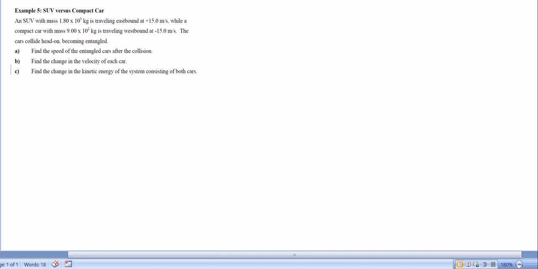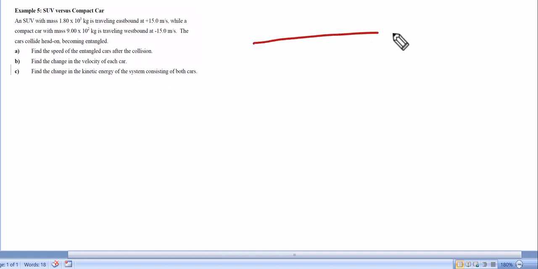Eastbound is positive, westbound is negative. In other words, going to the right is positive, going to the left is negative. The cars collide head-on, becoming entangled. This is the most important word in this whole problem because this reveals to us the type of collision this is. This is a perfectly inelastic collision where they become mangled and come together. Now, this is nice because that means they have the same final velocity.